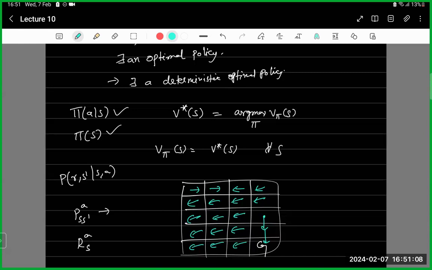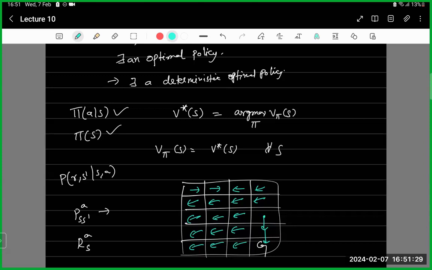Right? If there is some policy in the intersection of all these optimal policies for each state, that means that policy is the best policy in every possible state. That's how we are defining our optimal policy. A policy which is optimal for every state.